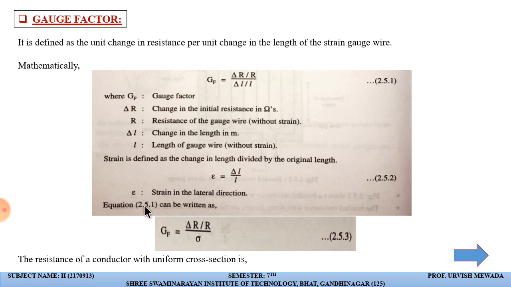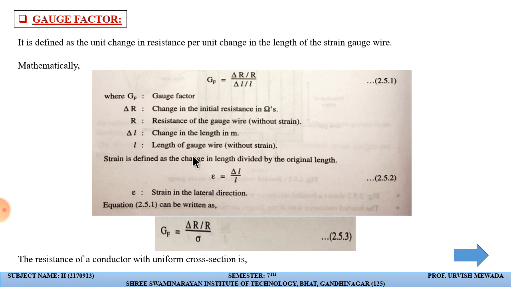So epsilon is the strain in the lateral direction, meaning one direction. Now from equation 2.5.1, the gauge factor equation, we can write delta L by L is equal to epsilon. So it is replaced with epsilon: delta R by R divided by epsilon.